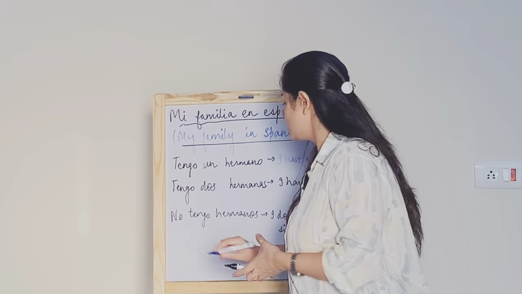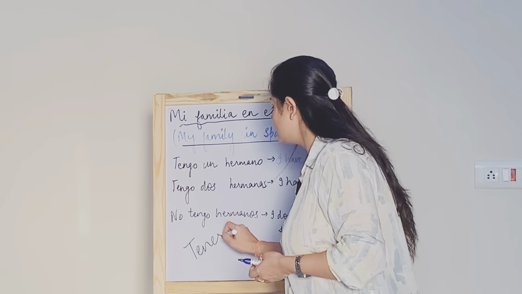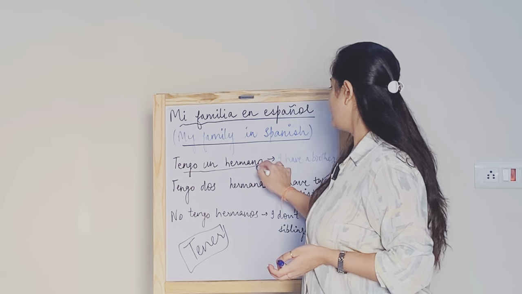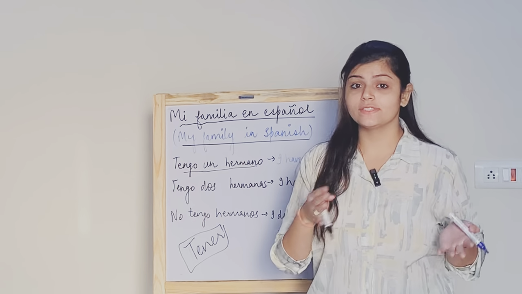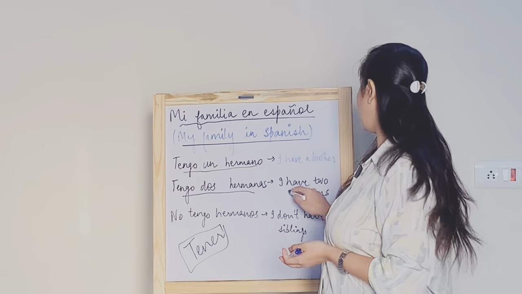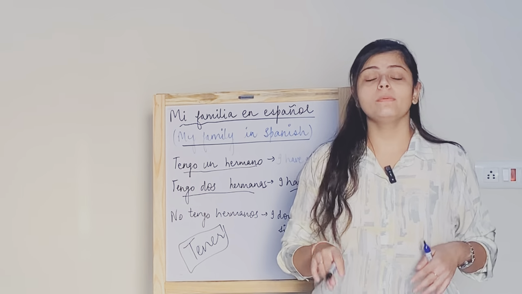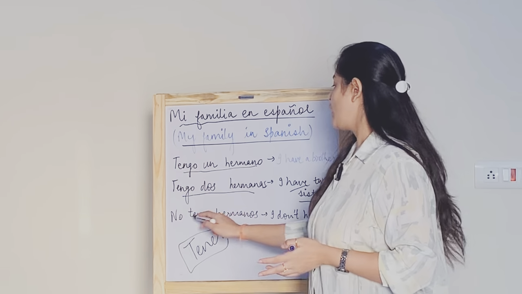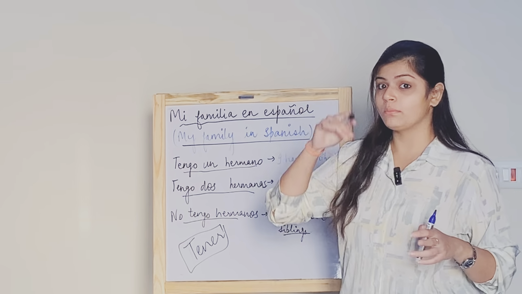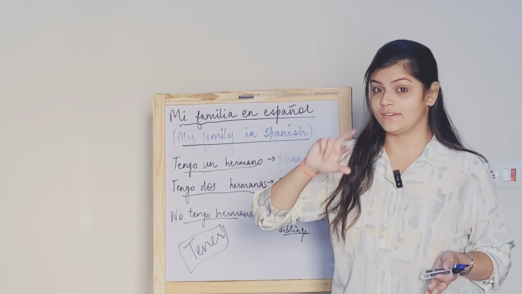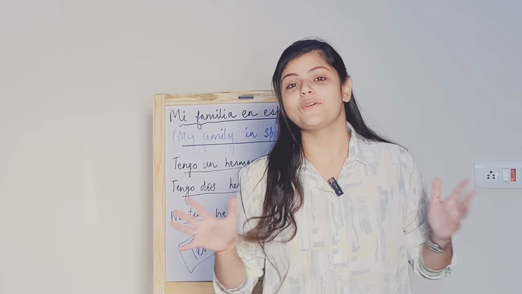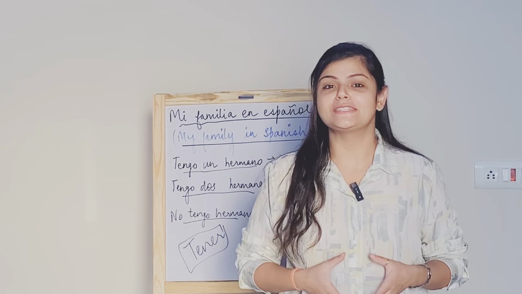You remember we use the verb tener, to have, right? So here, tengo un hermano, I have a brother. To talk about your siblings and which one do you have? So tengo dos hermanos, I have two siblings. Now to talk about if you don't have any siblings, no tengo hermanos. I don't have siblings. Hermano, hermana, hermanos, plural, right? No tengo hermanos. I don't have siblings. Okay, that's how we talk about our families in Spanish.